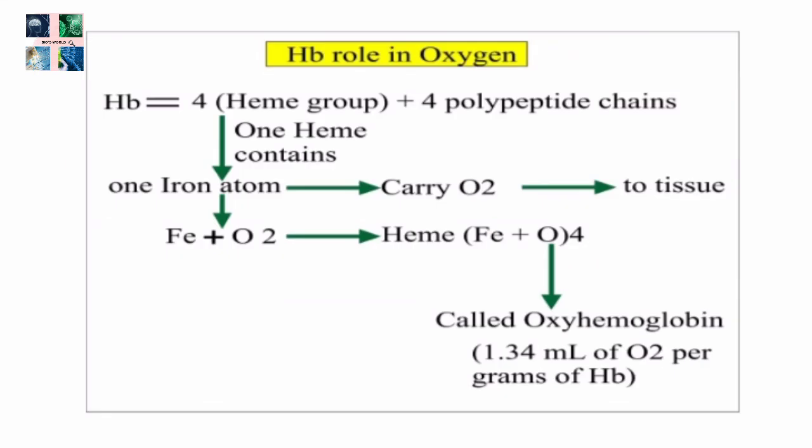Next is about the Hb role in oxygen. Hb consists of a protein portion as globin and an iron part as heme. Iron combines with oxygen and gives it a red color, whereas oxygen combining capacity is directly related to Hb concentration and not to the number of RBCs.